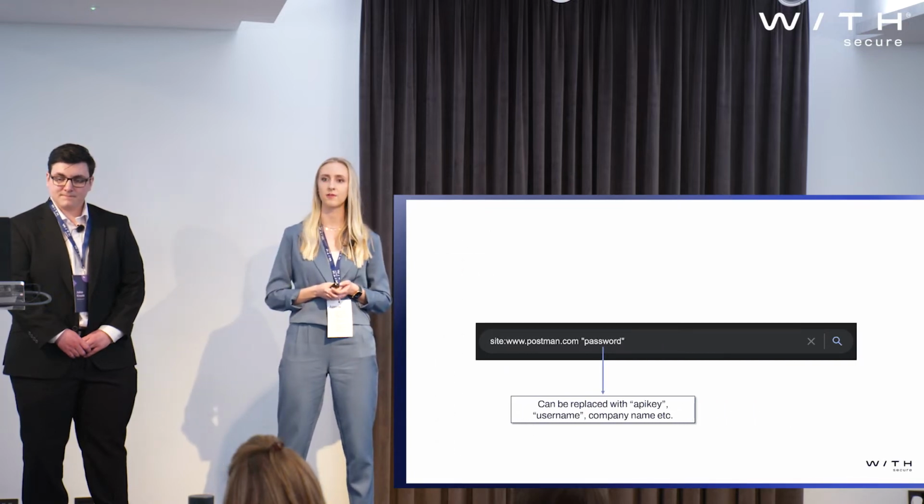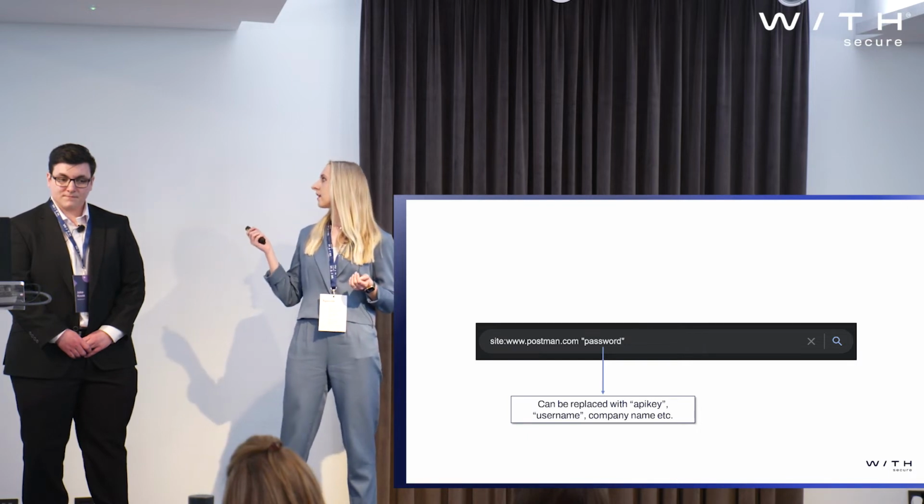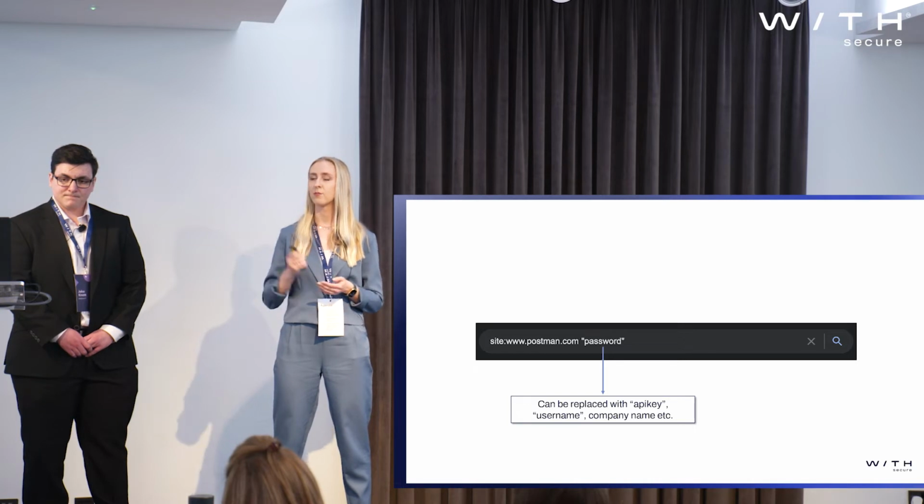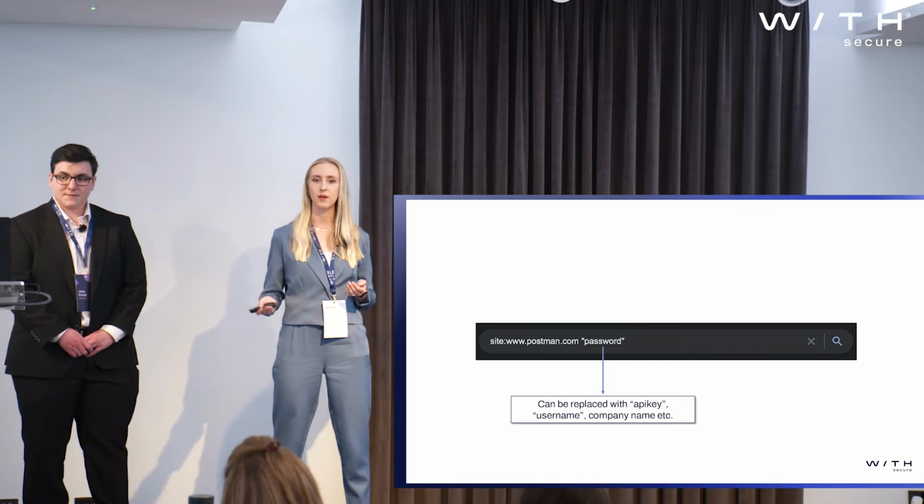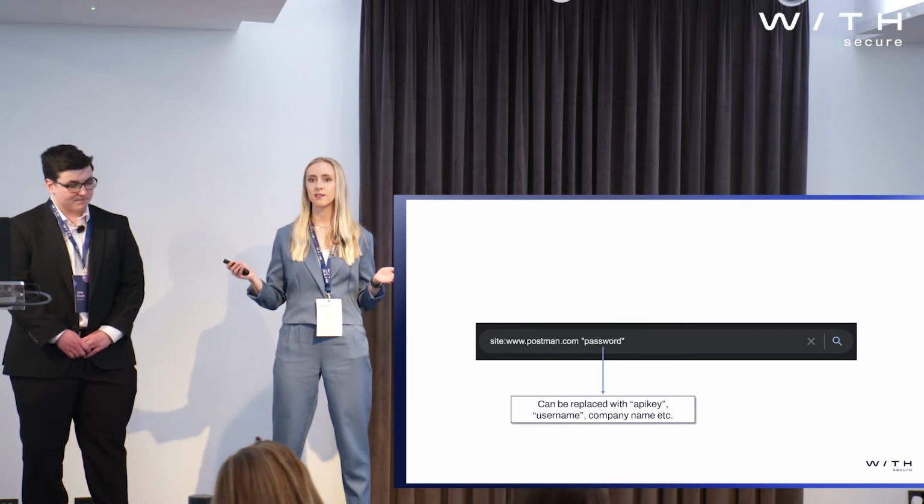And this is exactly how we found it. A really simple Google Doc query. As you can see, we've got site, so we've supplied www.postmark.com, and then we've also got a keyword, password, which we can swap out for anything such as API key or even the organization's name. This is really not rocket science.